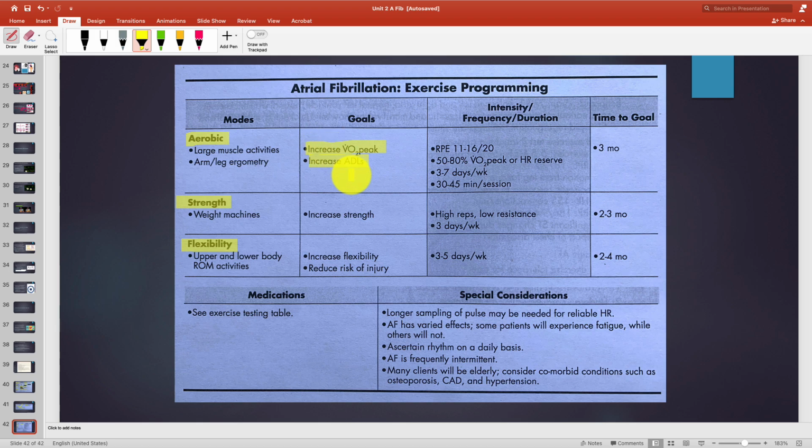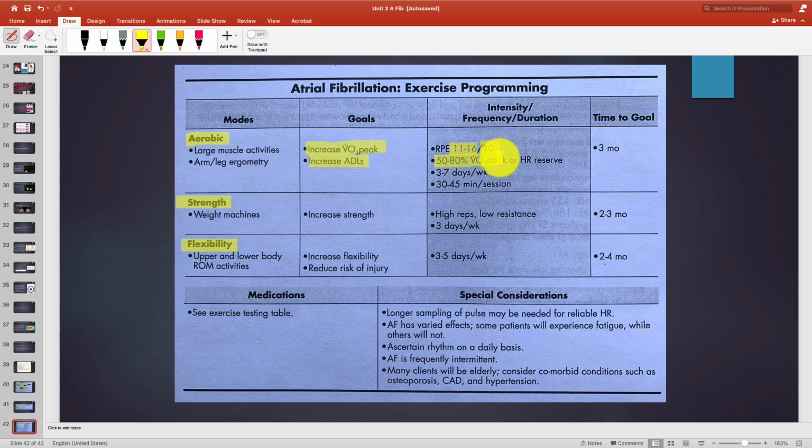So the more we exercise, the more we increase the VO2 peak or our VO2 capacity, the more things they can do in their daily activities. So when we talk about volume, right, exercise frequency and duration, we want to have a rate of perceived exertion about 11 to 16. 20 is reaching, it's stretching it.